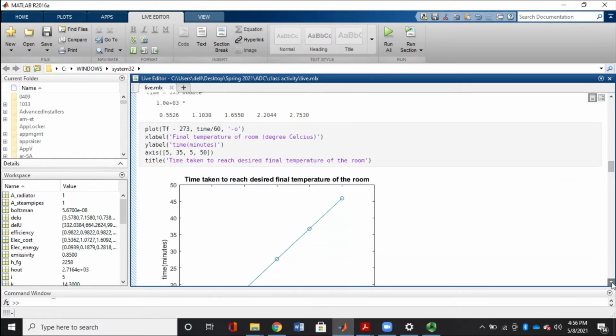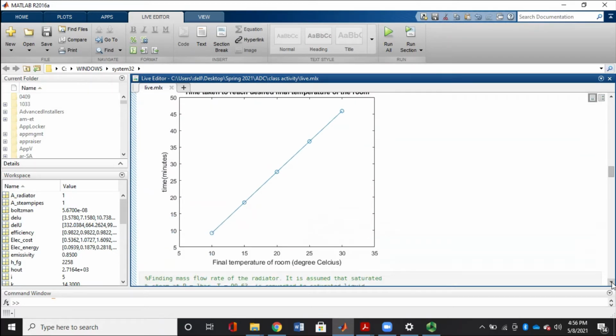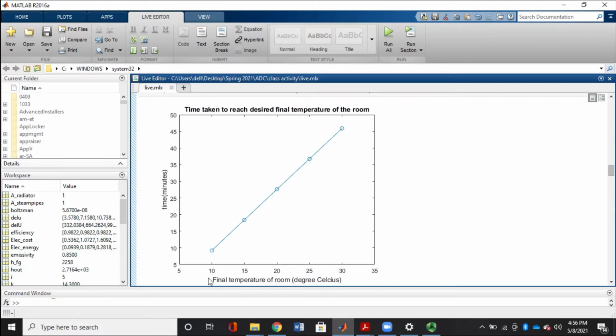We multiply by 1000 to convert from kilojoules to joules, and we plot a graph of the time. As we can see, if we want to move our room temperature from 5 to a final temperature of 10, it will take approximately 10 minutes. While if we want to reach a room temperature of 30 degrees from 5 degrees, it will take approximately 46 minutes. So that is how it is going.